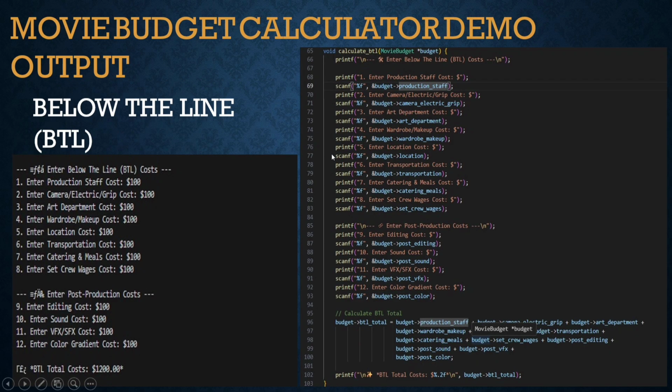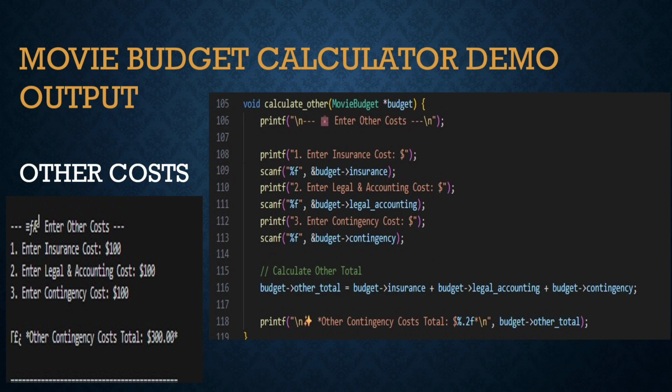Now, next we are going to below the line costs. In this, the user gives input for production, art department, wardrobe, location, transportation, catering, editing, sound effect, VFX and SFX, color grading costs. Now, in this example, the user gave $100 each for all the BTL categories. Then it is totaling up to $1,200. Next, we are moving into other costs. Here, it includes insurance, legal accounting, and contingency costs. These are also totaling and giving us $300.